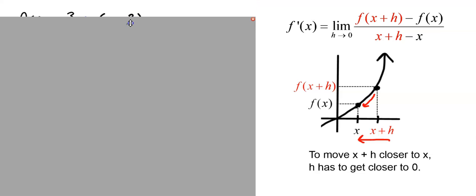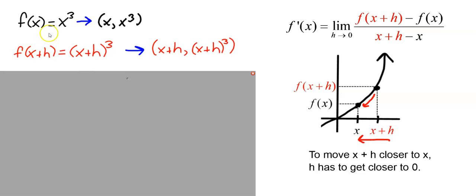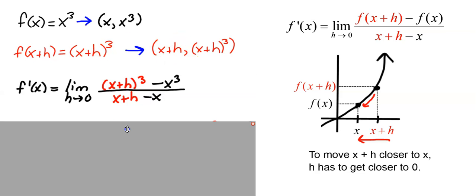So let's look at the function that we're going to look at. We're going to look at the function f of x equals x cubed. So the y value for x is just going to be x cubed. The y value for x plus h is just going to be x plus h cubed. So applying this limit definition, we're going to substitute x plus h cubed for f of x plus h and x cubed for f of x, so that we have the 2 y values that go with these 2 x values for this particular function.